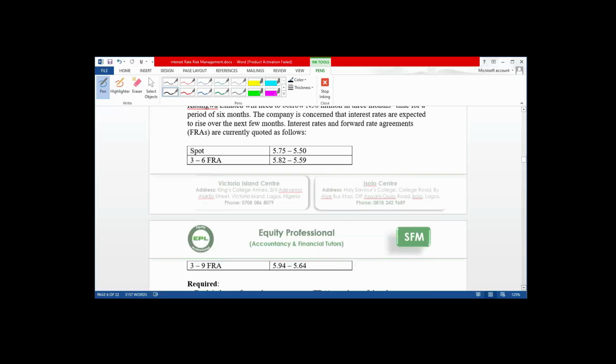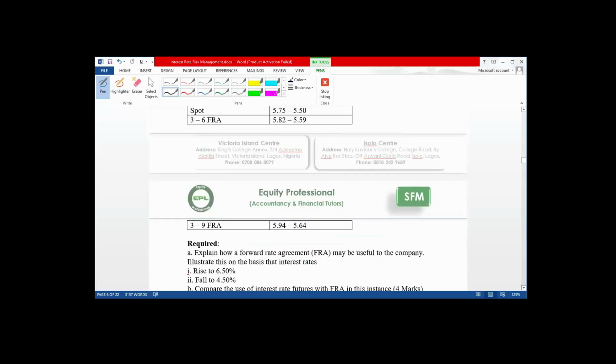Requirement A: Explain how a forward rate agreement may be useful to the company. Illustrate this on the basis that interest rate rises to 6.5 or 4 to 4.5.